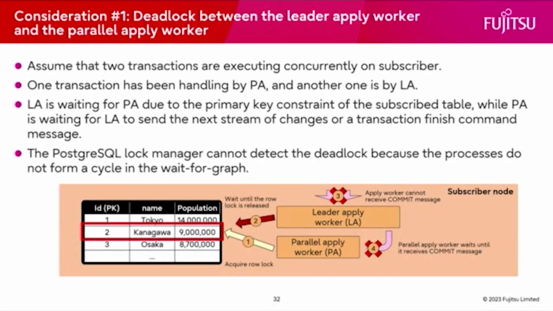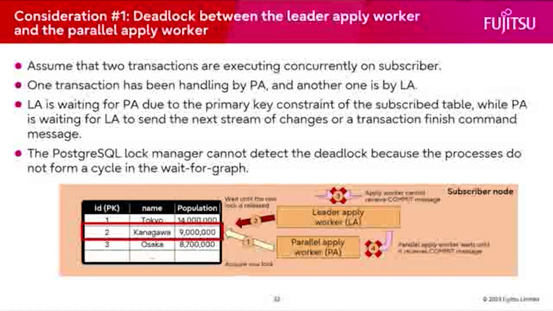In this example, the Kanagawa tuple is first modified by PA, but LA tried to modify the same tuple. At this point, PA cannot receive messages because it freezes. It cannot move forward. It cannot do anything while waiting. So LA also cannot move forward because it cannot receive the next chunk from LA. Okay, this situation results in a deadlock.